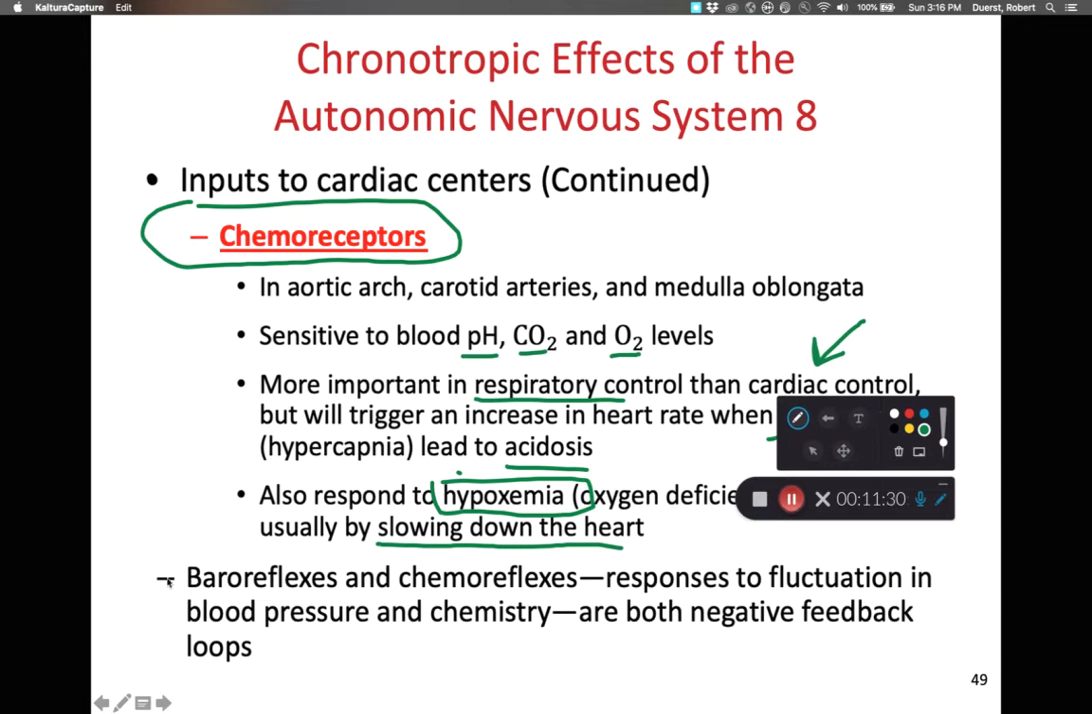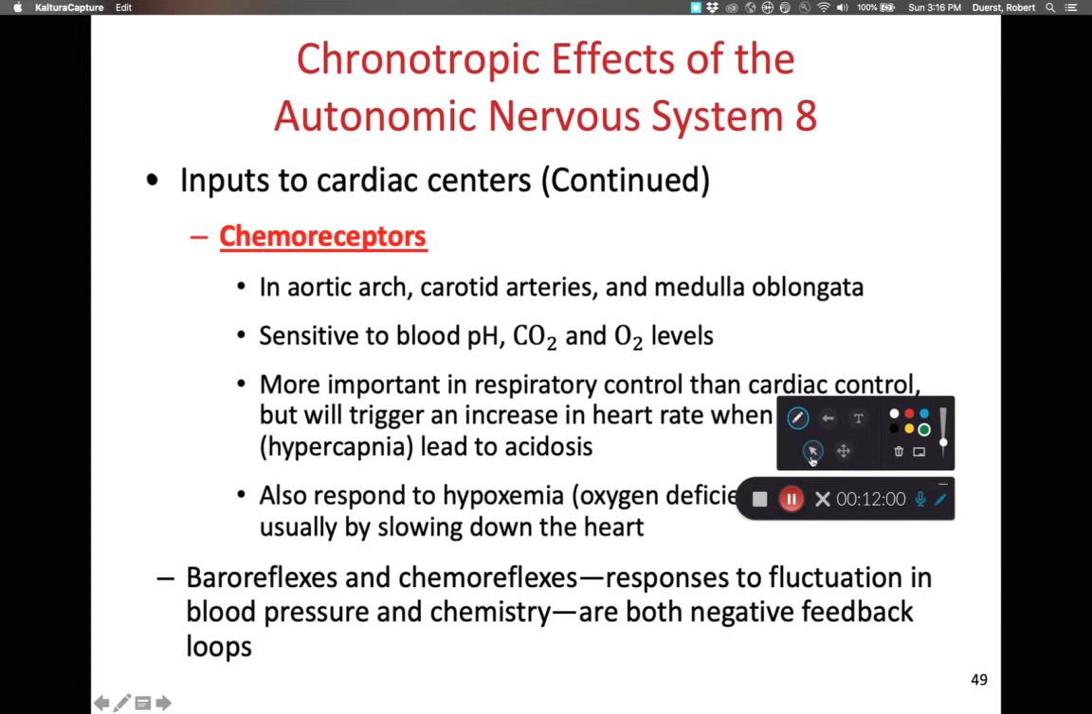As we look at baroreflexes and chemoreflexes, so reflexive changes in response to blood pressure or reflexes related to blood chemical concentrations, these reflexive responses or fluctuations in heart rate have negative feedback loops. So they help to maintain homeostasis, and they help to keep the body around some pre-prescribed set points.